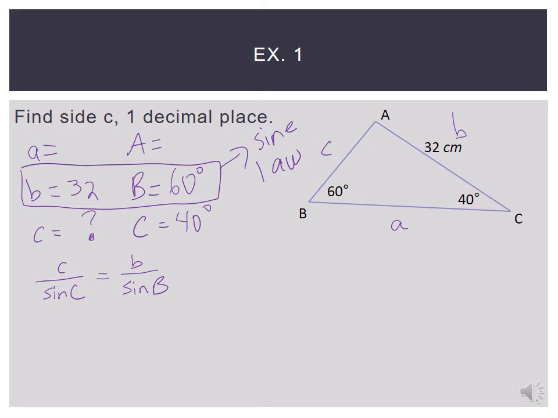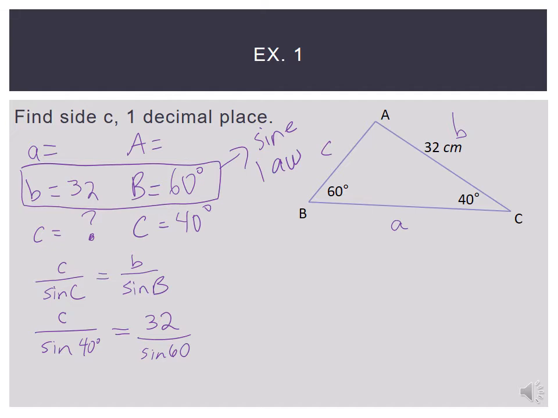And then from there, it's literally just fill in all the letters, play match game. So I'm looking for side c. Sine capital C is 40. Small b is 32. Capital B is 60. Sine 60. At this point, I want to point out one typical error made.